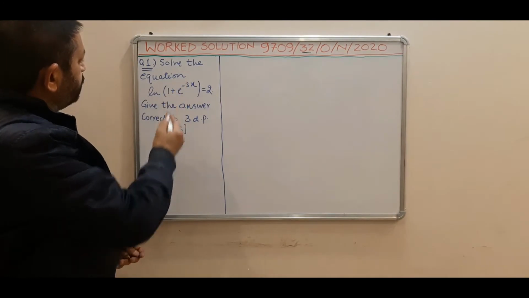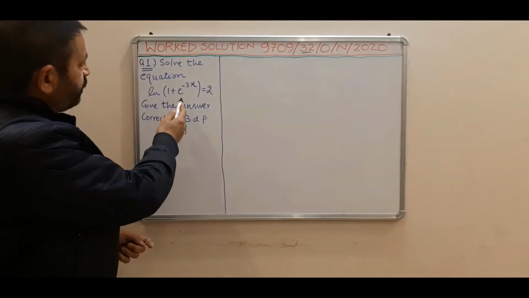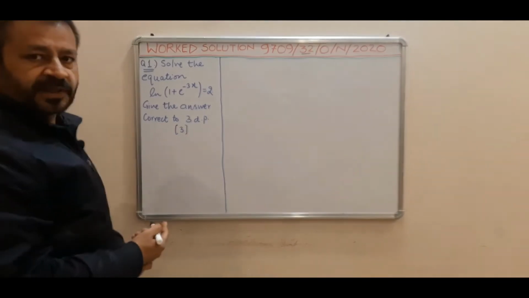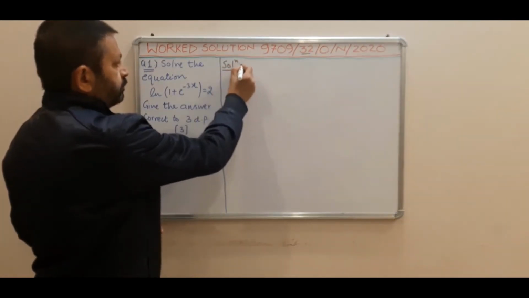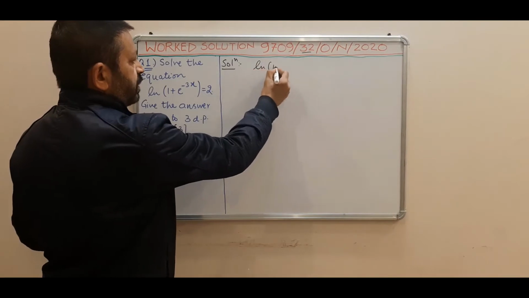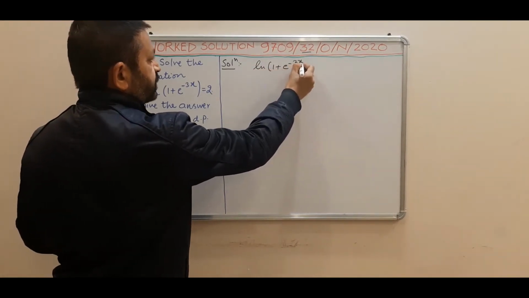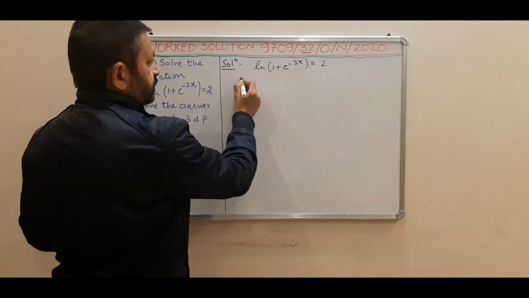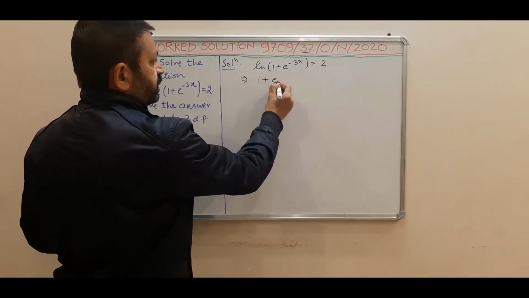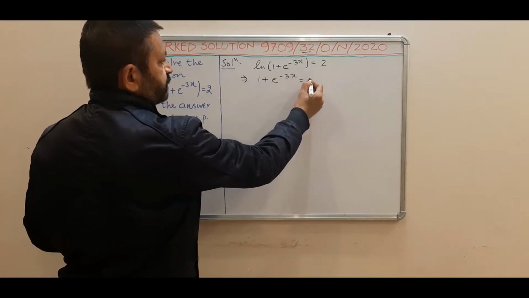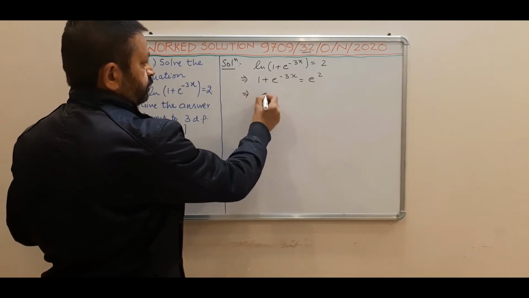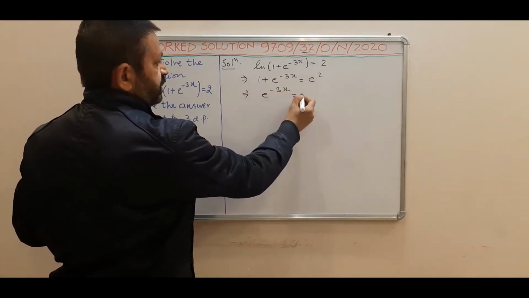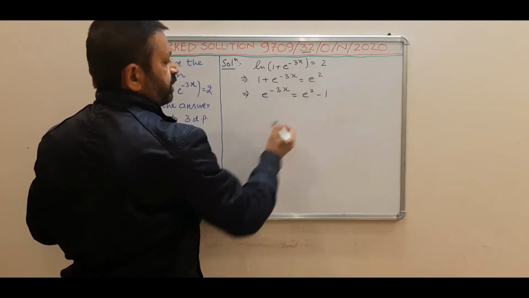First question is: solve the equation ln(1 + e^(-3x)) = 2. Answer is required up to 3 decimal places. So we have given ln(1 + e^(-3x)) = 2. So this can be written as 1 + e^(-3x) = e^2. Or we can write it as e^(-3x) = e^2 - 1.